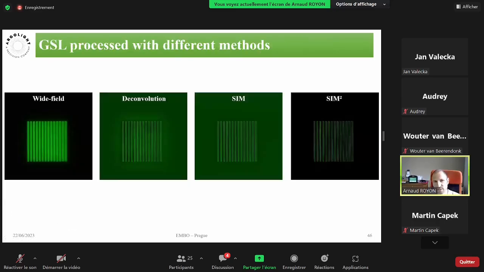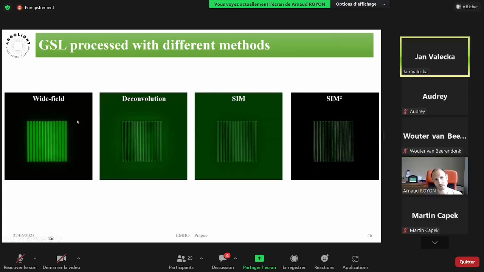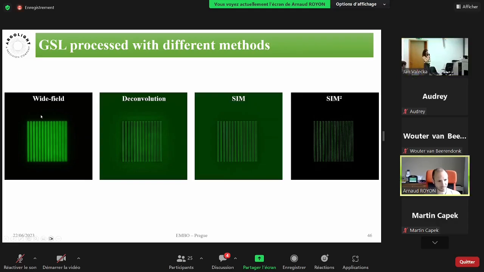We can also quantify the gain in resolution when the gradually spaced lines are imaged with... Okay, Arno, we have to finish your talk. Yeah, I have two more slides.